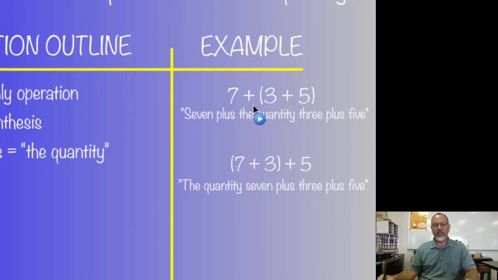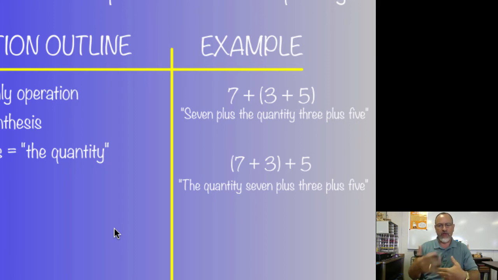And I can associate, or I can move the parentheses, so rather than having 3 and 5 in the parentheses, because it's all addition, I can put the 7 and 3 in the parentheses instead. So I can associate with different terms. So in this expression I would say the quantity 7 plus 3 plus 5. Okay? And so the associative property allows me to change the association from 3 and 5 being in the parentheses to 7 and 3 in the parentheses.